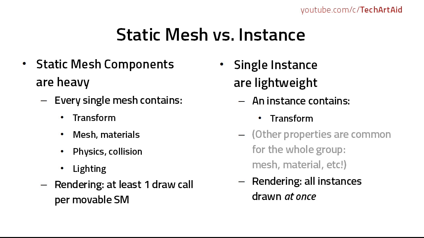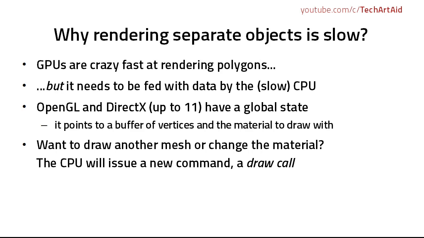So to draw an individual static mesh, the GPU has to be told what material to use, what mesh to use, and then to draw. In comparison, a single instance is very lightweight. An instance contains a transform, and that's it. All the other properties are common for the whole group, so the mesh and the material are all set once for all the instances, and the same goes for rendering. You basically set up an array of transforms that contains the positions and the rotations of instances, and the GPU can take all that and draw them at once in a single call.